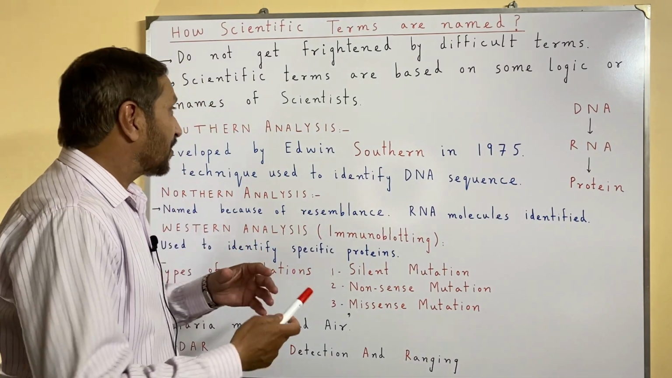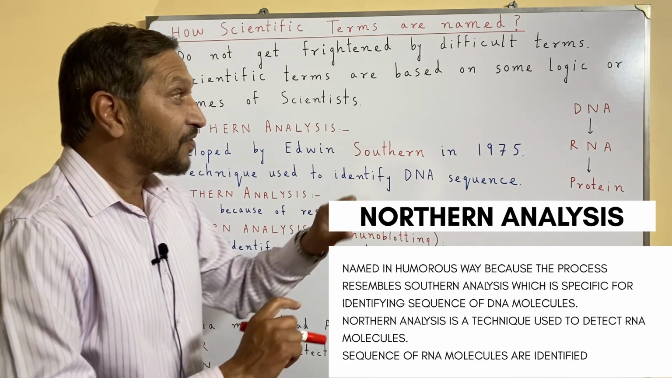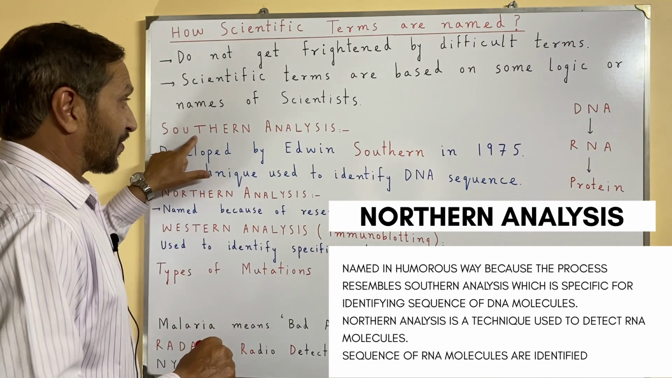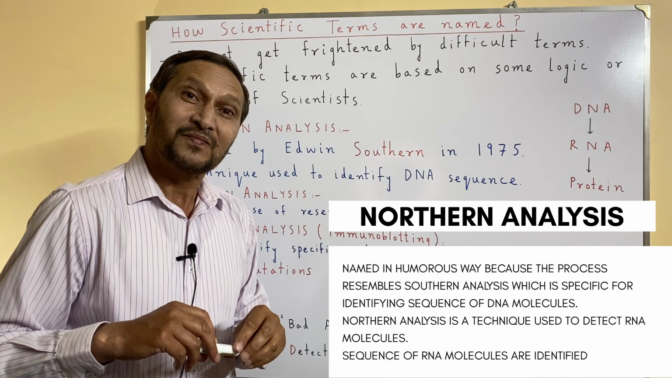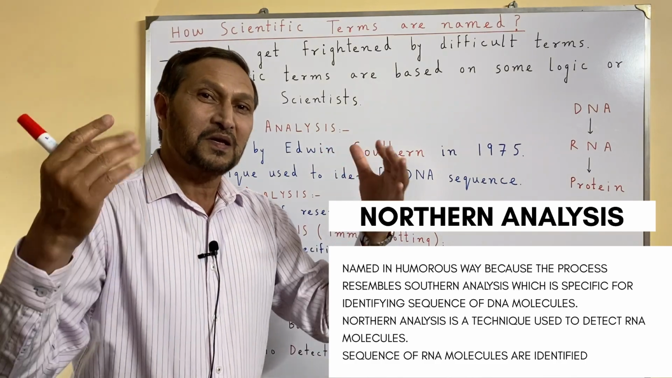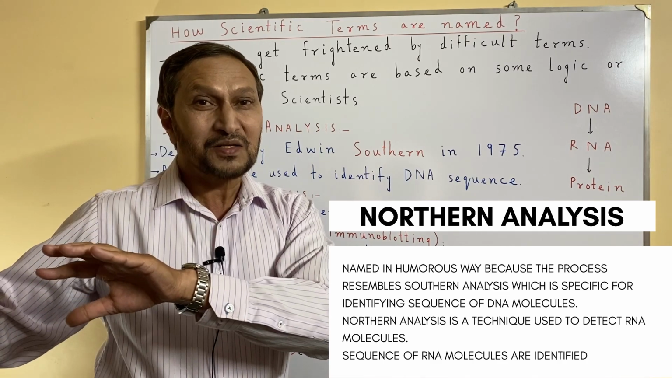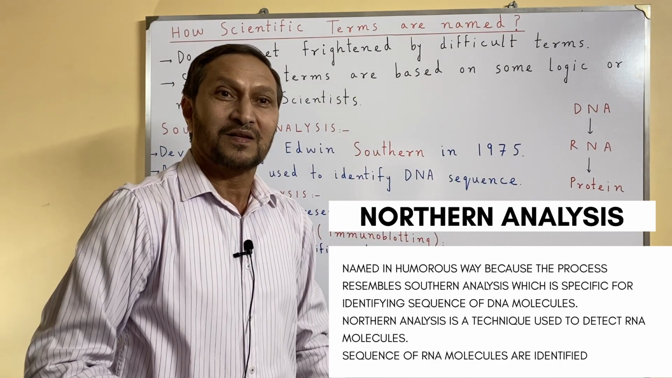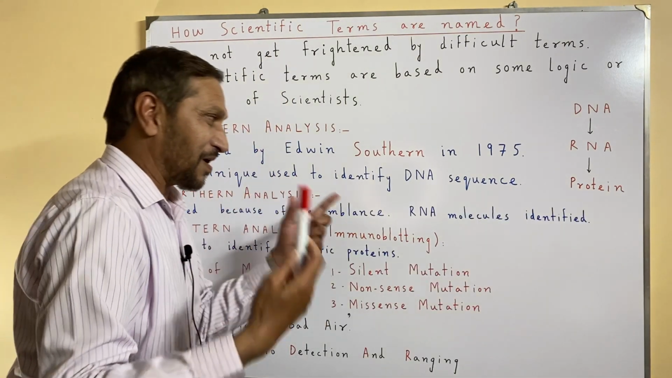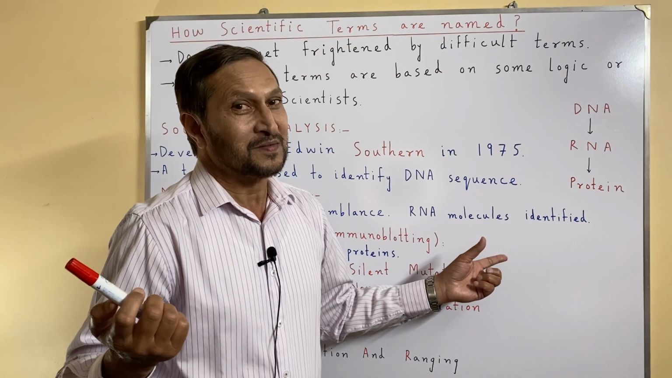It was named because it resembles Southern analysis. If the DNA analysis was termed Southern analysis, what is the opposite of south? North. So the scientists, in a humorous way, kept the name from south to north. If the first technique was Southern analysis, they named this one Northern analysis because of its resemblance, and this technique is for identification of RNA molecules.